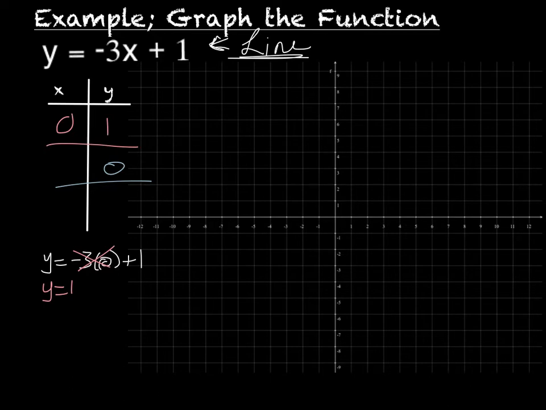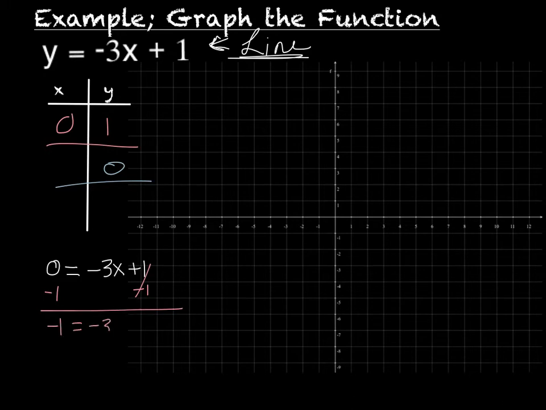Okay, and then the next part I need to solve when I put 0 in for y. So that would be 0 equals negative 3x plus 1. So I need to solve for x. So subtract the 1, subtract the 1. Negative 1 equals negative 3x. Divide by -3. So x equals 1/3.